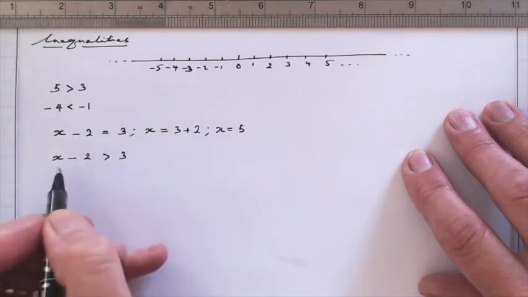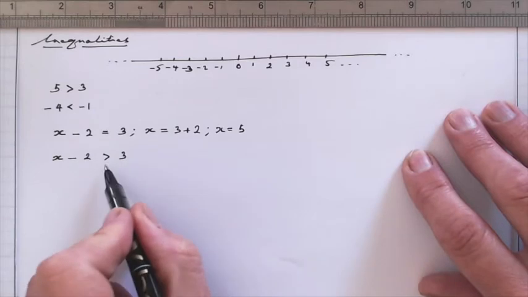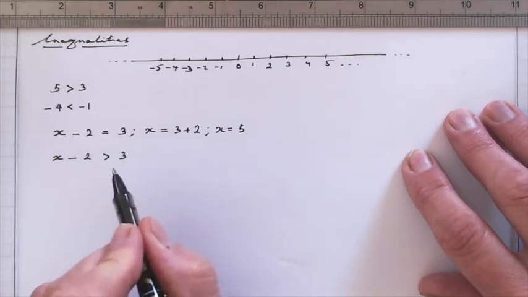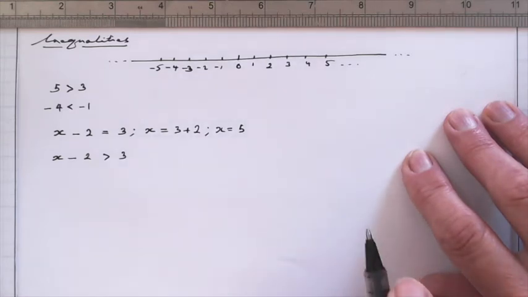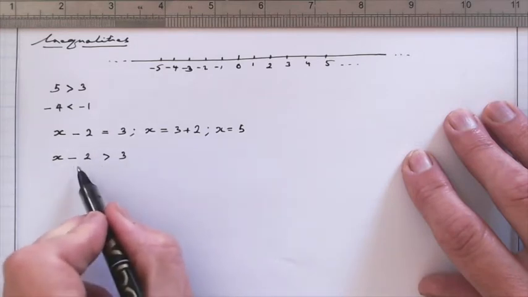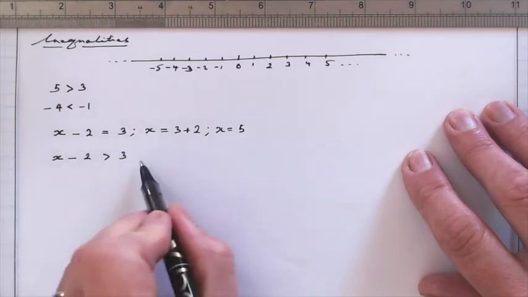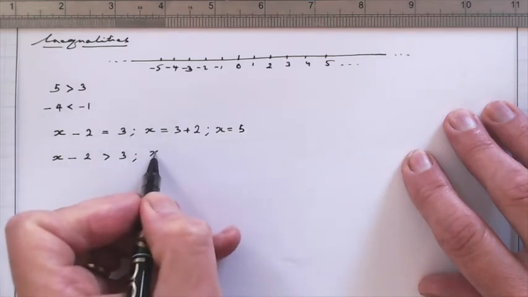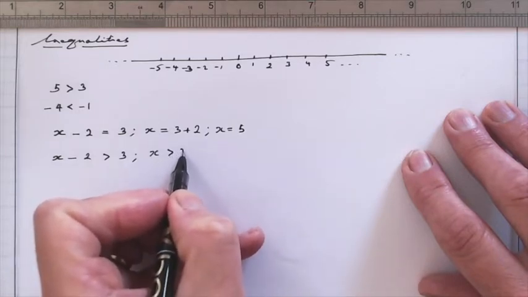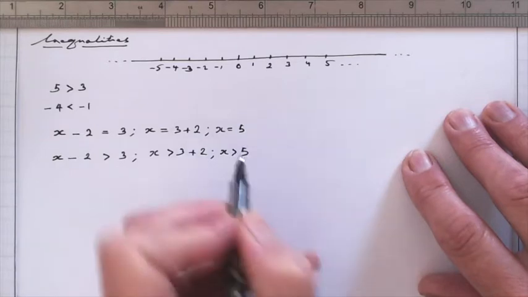We can do the same thing with the inequality. In nearly all respects, inequalities obey the same rules as equations in terms of moving things around. There's a very important difference which I will come to shortly. But in terms of additive terms, it's just the same. We can move the 2 across, or we can add 2 to both sides, whichever way you like to think about it. And we will have that x is greater than 3 plus 2, namely x is greater than 5.